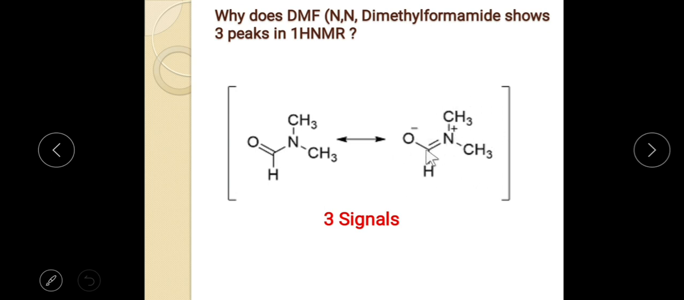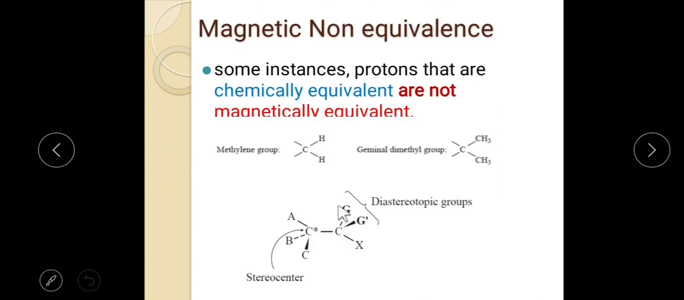We have a nitrogen and carbon double bond, and in this case this methyl group is on the side of O minus and this methyl group is on the side of hydrogen. Now these two methyls have different chemical environments around them, so they will show different chemical shifts. They are chemically non-equivalent methyl groups. So 1, 2 and 3: we have 3 different signals for dimethylformamide in H1 NMR spectroscopy. This is a common question in the CSIR NET examination for 2 marks. Now let's go to the next important topic.